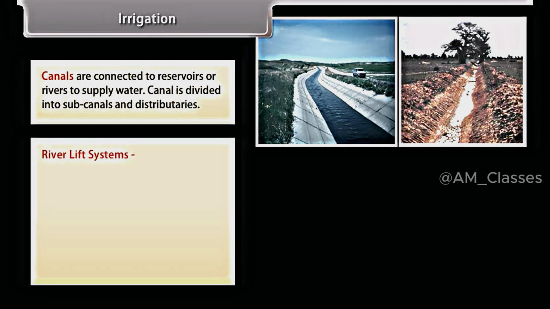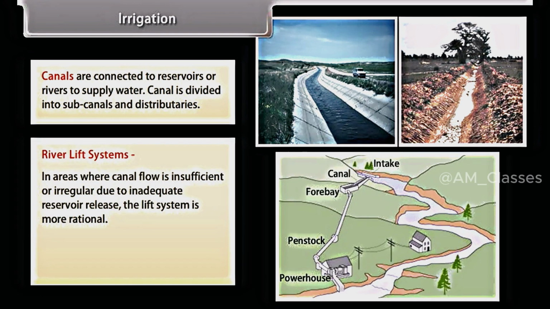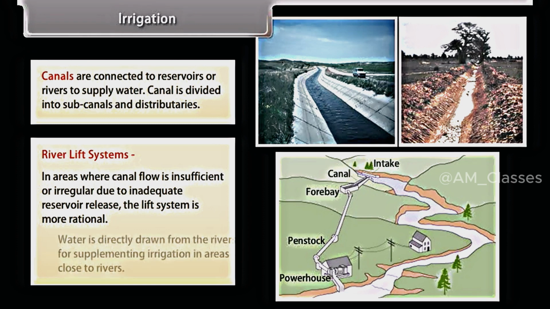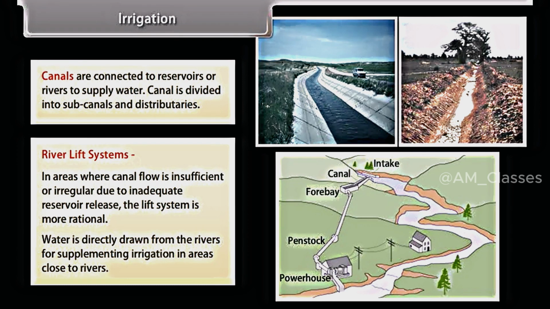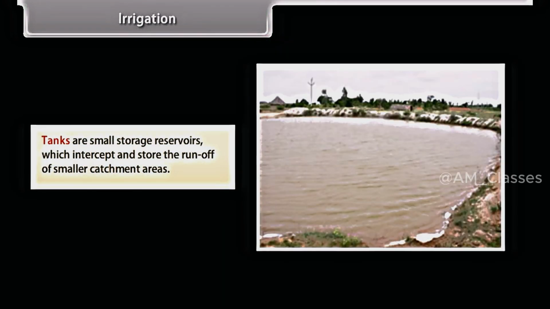River lift systems. In areas where canal flow is insufficient or irregular due to inadequate reservoir release, the lift system is more rational. Water is directly drawn from the rivers for supplementing irrigation in areas close to rivers. Tanks are small storage reservoirs which intercept and store the runoff of smaller catchment areas.